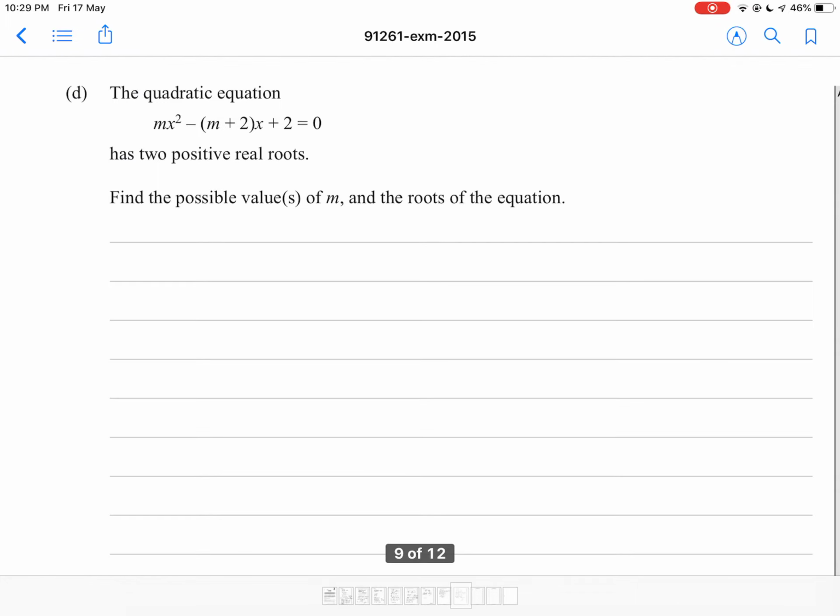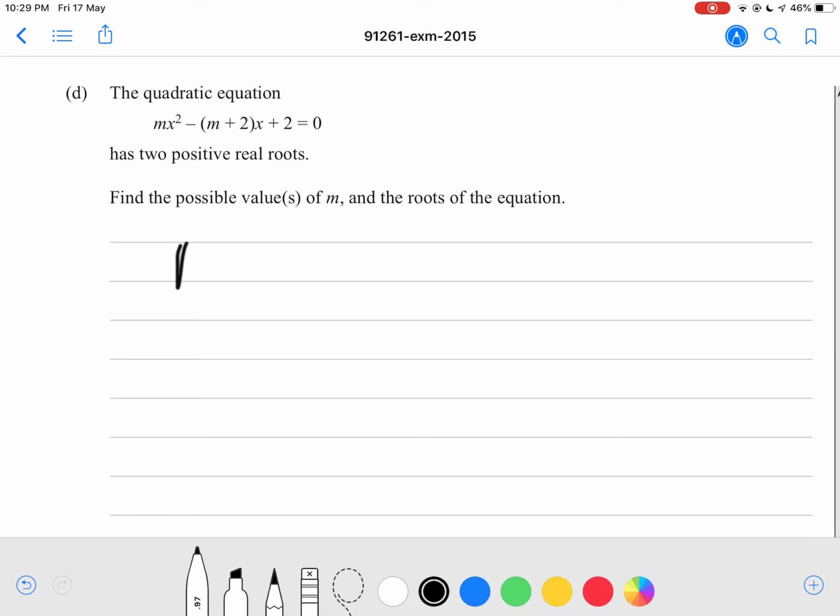Okay, so quadratic equation, mx squared minus (m plus 2)x plus 2 equals 0. So this question is basically the same as the last question, but it's just giving me some different circumstances. It has two positive real roots. That means it has two real roots, and it cuts the x-axis. It has real solutions. That's basically what it's telling us.